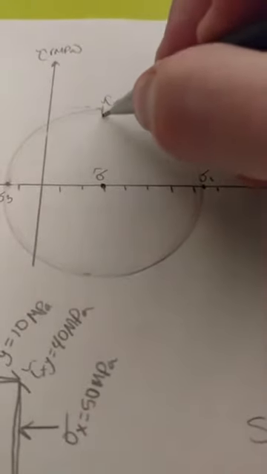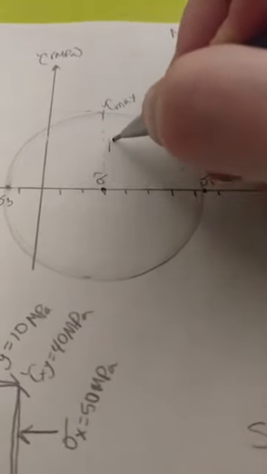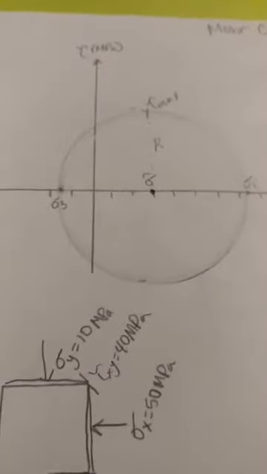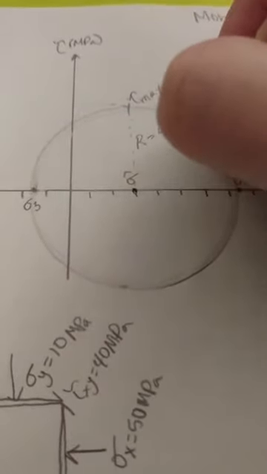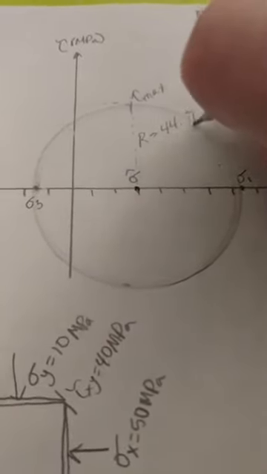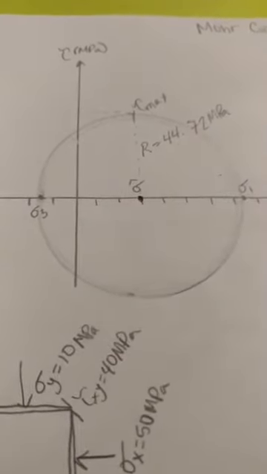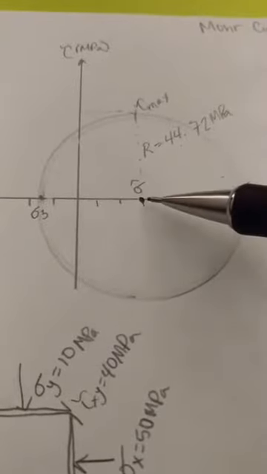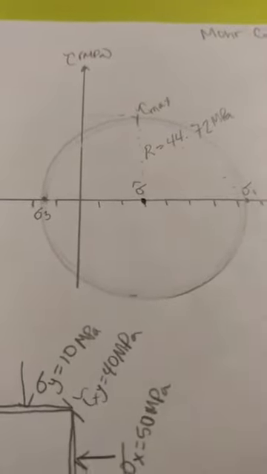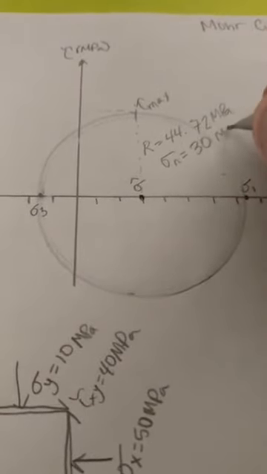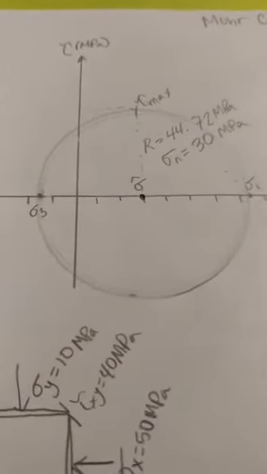And we know that any point on the outside of a circle is just the radius of the circle, right? That distance is the radius. So if we go straight up, that distance should be R, and we've already calculated R. We know that R was 44.72 megapascals. And since that also corresponds to the center of the circle, the normal stress that goes with that is just our average stress, which we found to be 30 megapascals.